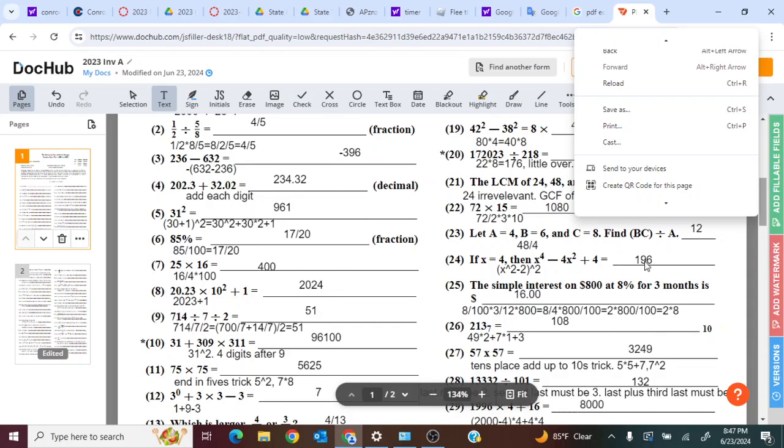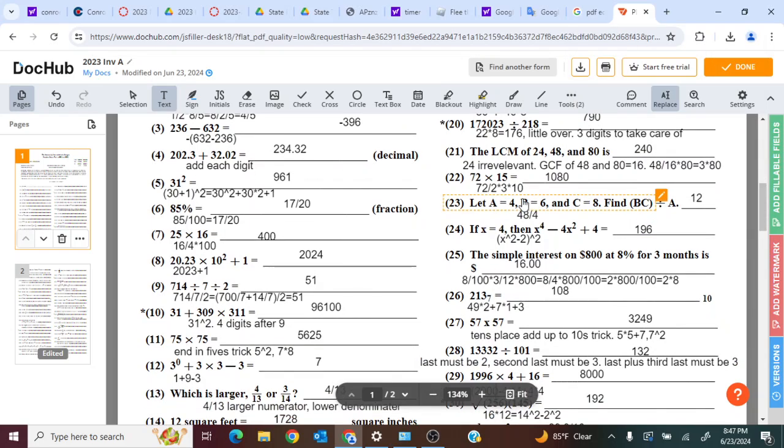Okay, 72 times 15. We went over this earlier. 15 can be rewritten as 3 over 2 times 10. 72 over 2 is 36, times 3 is 108, times 10 is 1080.